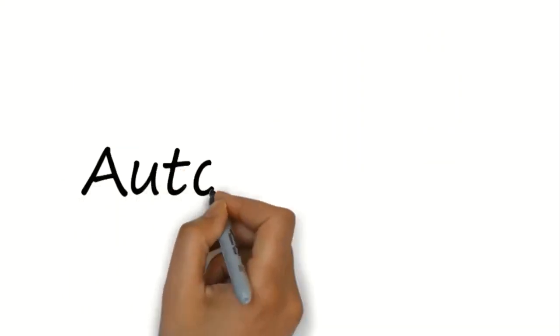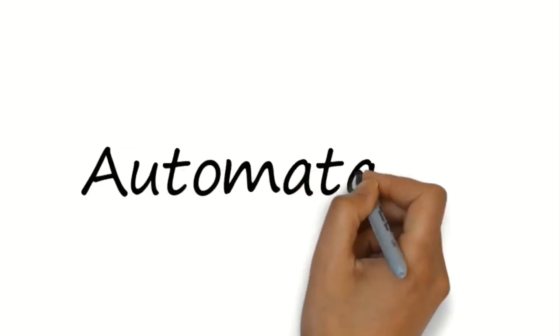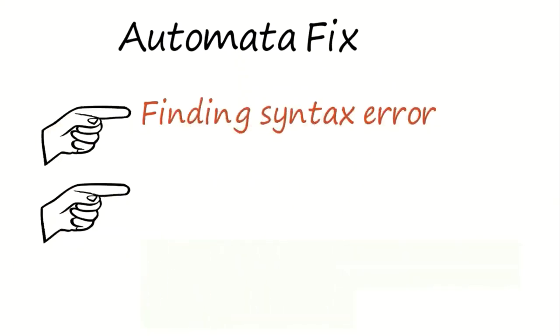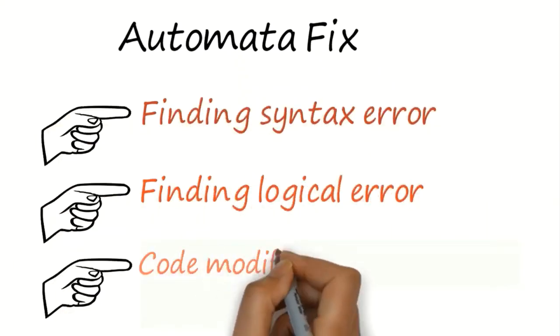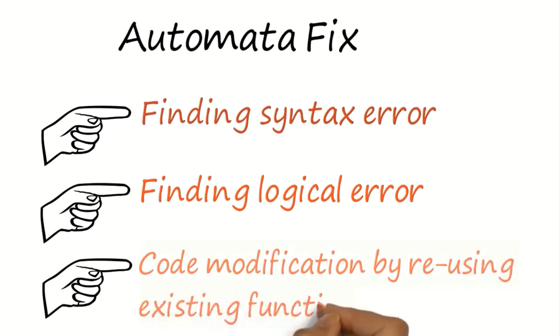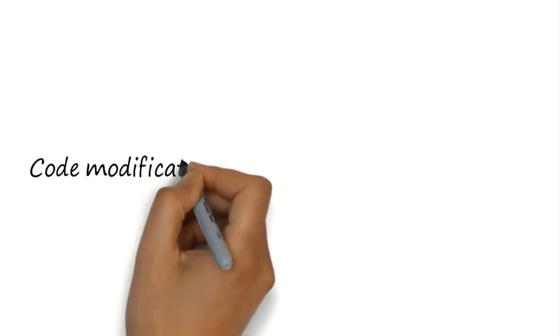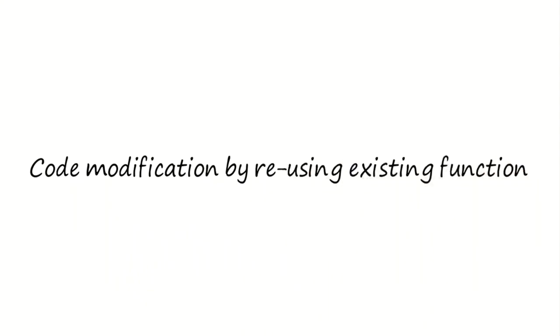Automata Fix is the new assessment that Cognizant has included as part of its online test. It checks the candidate's computer programming ability to debug an erroneous code and fix it. It has three segments: finding syntax error, logical error and code modification by reusing existing code. I will discuss code modification section first. Here we will learn how to design new functionality.